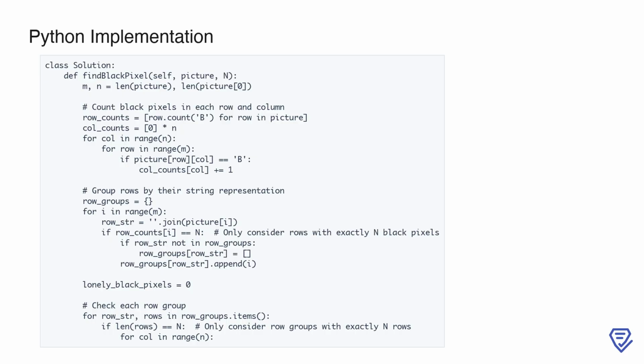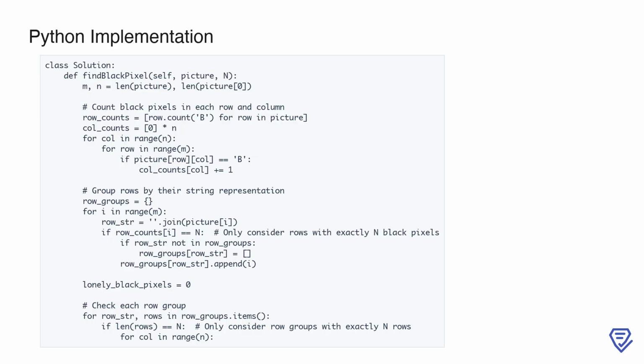This is achieved by iterating through each row and converting it to a string using the join function. If the row contains exactly n black pixels, we check if this row string already exists in our row_groups dictionary. If not, we initialize an empty list for it. Then, we append the row index to the corresponding list in the dictionary.